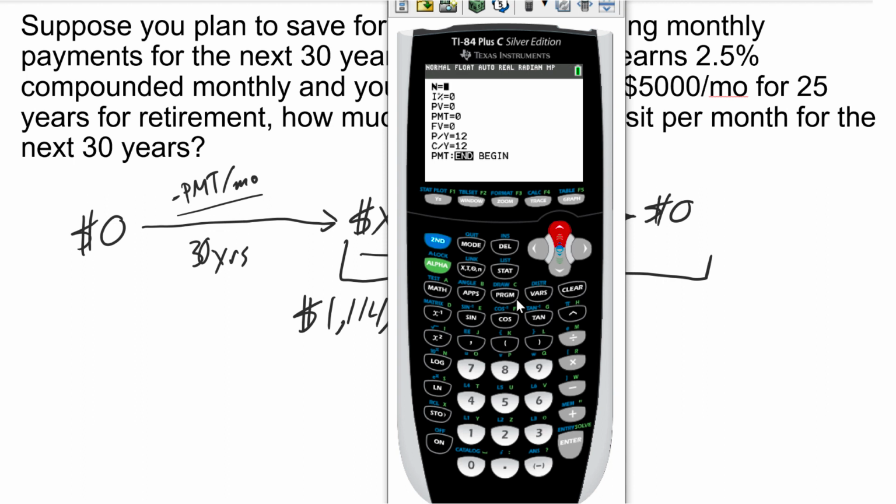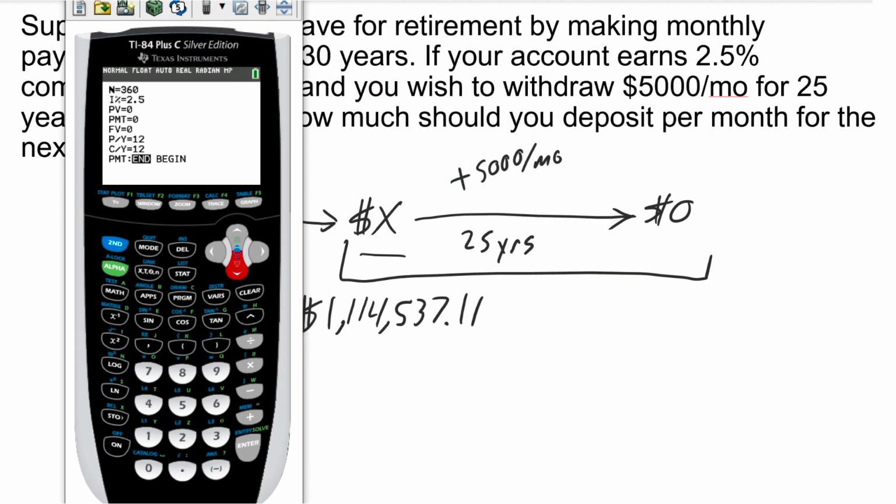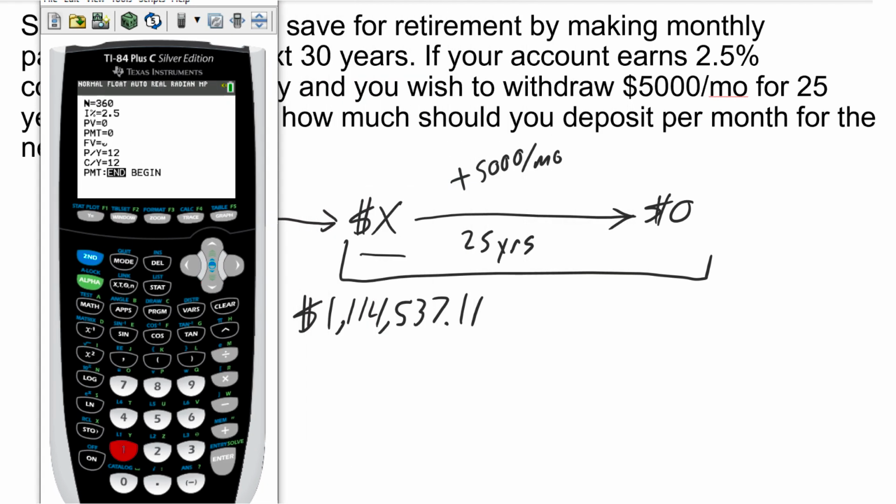All right, so we're saving up for 30 years. So 12 payments per year times 30 years. It's going to be 360 payments. Same interest rate, 2.5%. Present value is 0. We're assuming we're starting at 0. Payments, what we're looking for. And the future value, that's what we're trying to save up to. That's the $1,114,537.11.